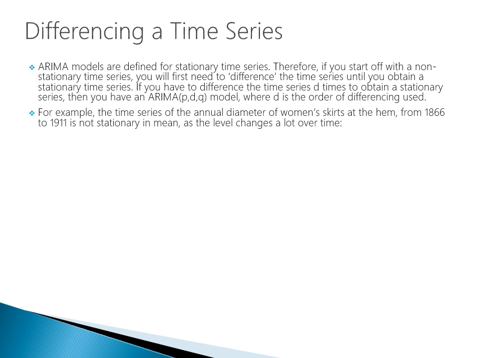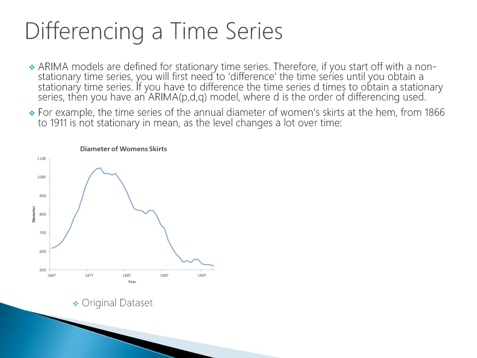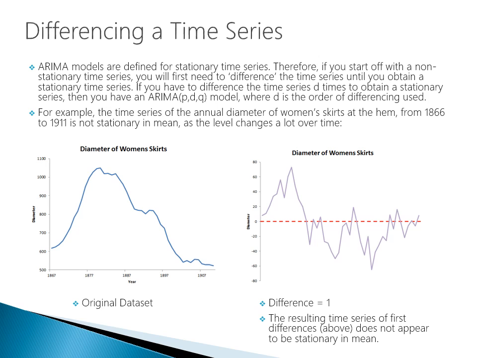For example, the time series of the annual diameter of women's skirts at the hem from 1866 to 1911 is not stationary in mean, as the level changes a lot over time. So if we're looking at this data, it kind of looks like a roller coaster. It's constantly evolving. This is what the original data set shows.